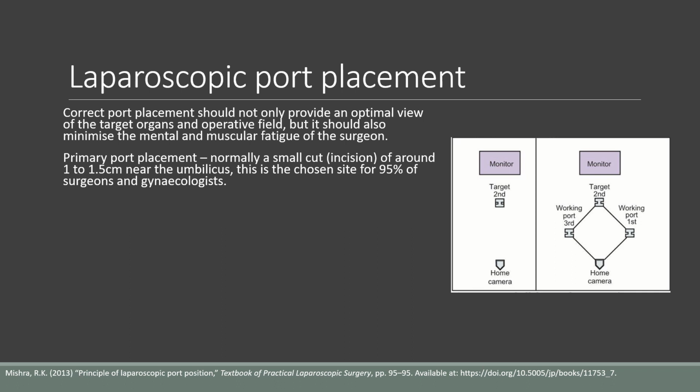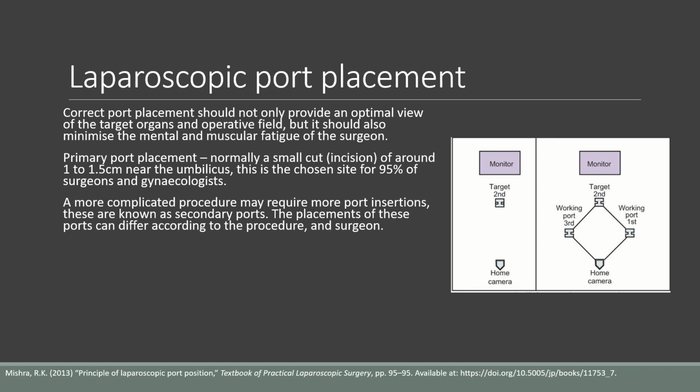Normally, the first port, or the primary port placement, is quite simple. It's a small cut or incision of around 1 to 1.5 centimeters near the umbilicus. This is the chosen site for about 95% of surgeons and gynecologists. However, more complicated procedures may require more port placements, and these are known as secondary ports.